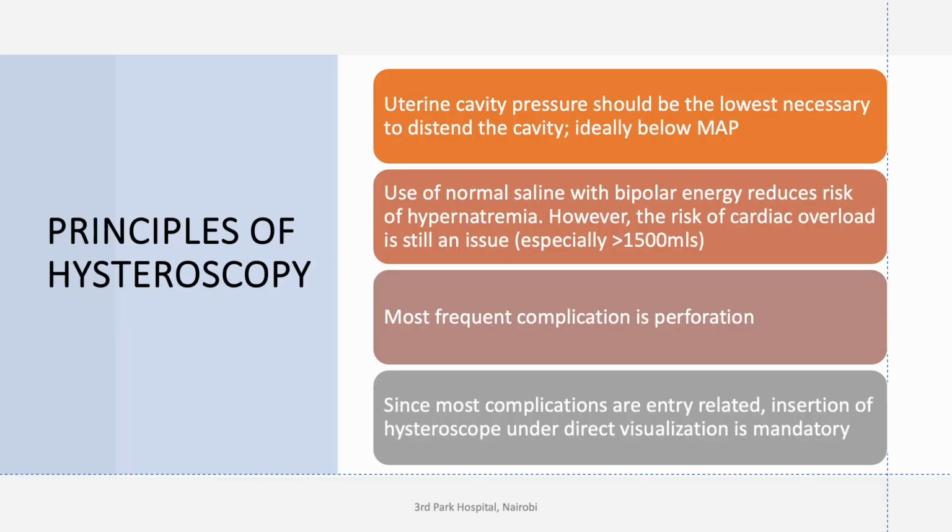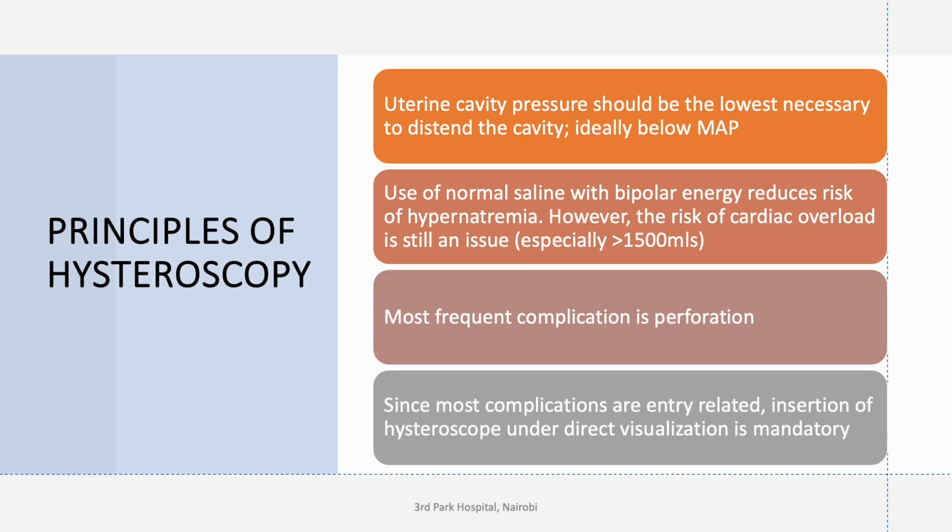Finally, the uterine cavity pressure should be the lowest necessary to distend the cavity. So don't use very high pressures, ideally keep around or below MAP. Use of normal saline with bipolar energy reduces the risk of hyponatremia, but overload is still an issue if you don't keep your limits properly. And most complications in hysteroscopy are entry related, so make sure entering of the hysteroscope is under visualization; vaginoscopically is actually the best approach.